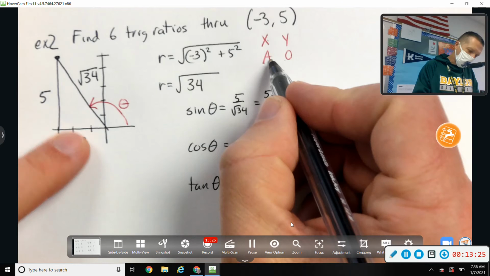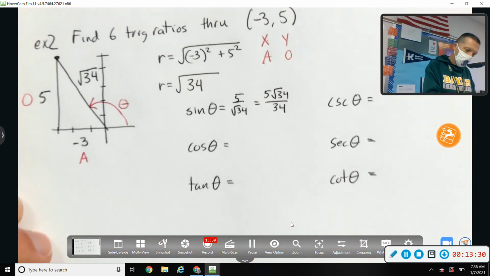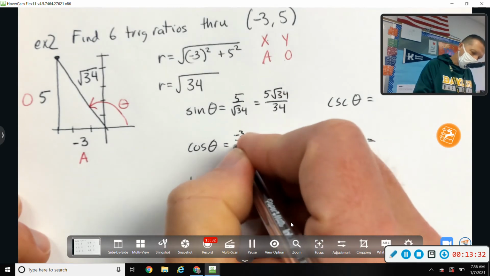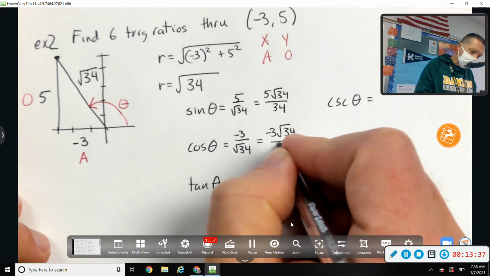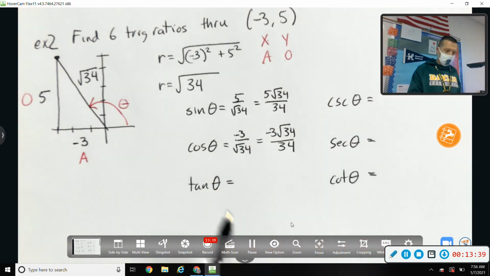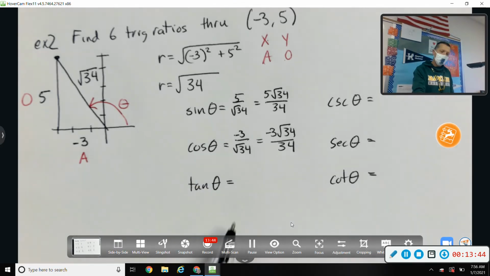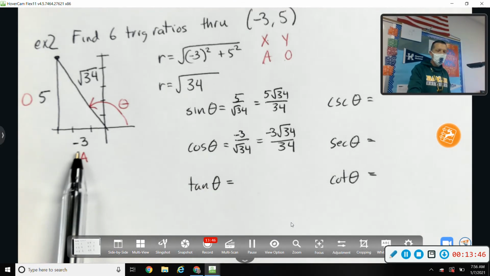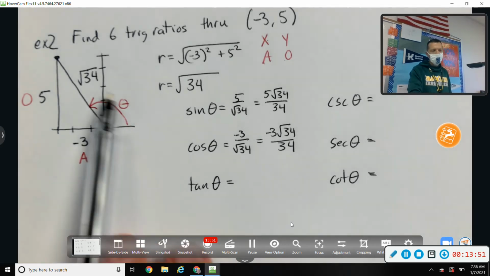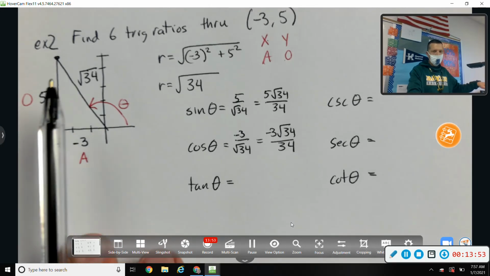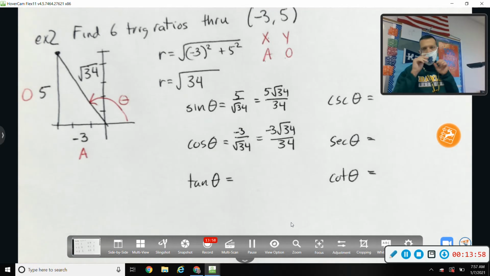Cosine is adjacent. You know what would help me if I labeled the triangle, maybe? -3 over root 34. So -3 root 34 over 34. So this introduces something that we haven't had yet, and that is sines, cosines, and tangents and their partners can be negative, and that's okay, because we're not in the first quadrant anymore where everybody's positive. We're now going to move out where we've got some negative stuff, or 2 negative things, or 1 negative thing. So it's okay that we get negative answers.